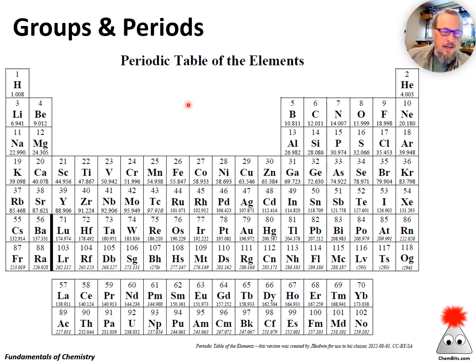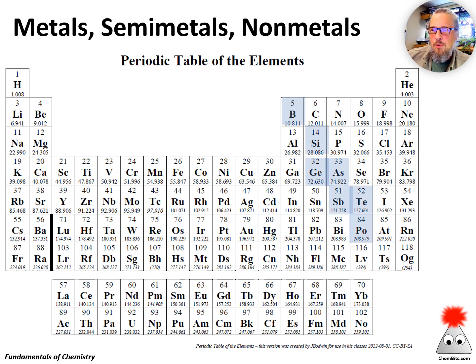Let's take a look at some different ways that we can divide up the periodic table. One way we can do it is by looking at things that we call metals, nonmetals, and then that suspicious category in between, semi-metals. So on roughly a diagonal line here are the elements that we call semi-metals.